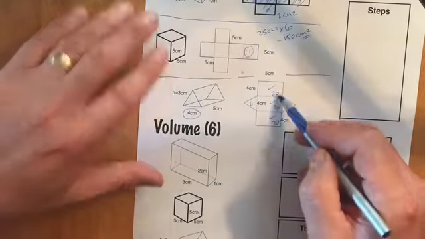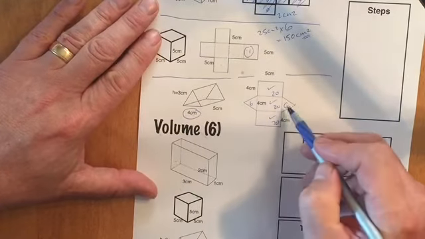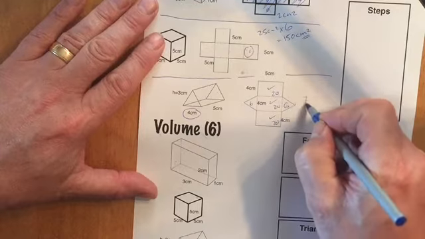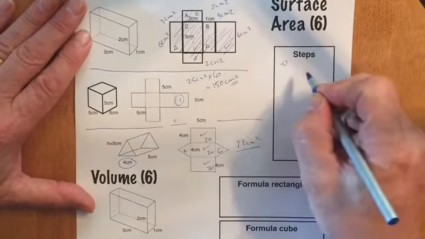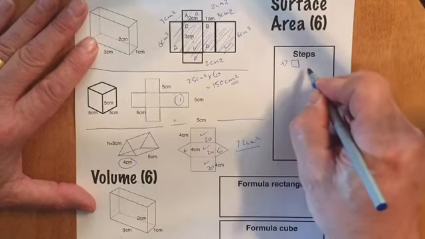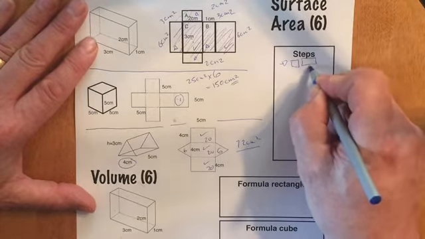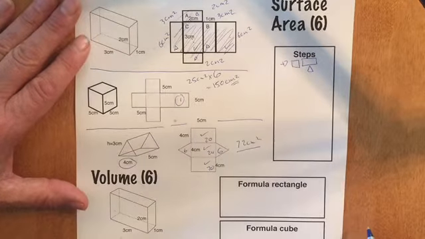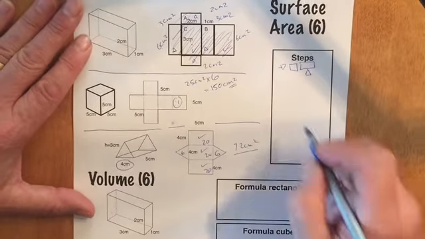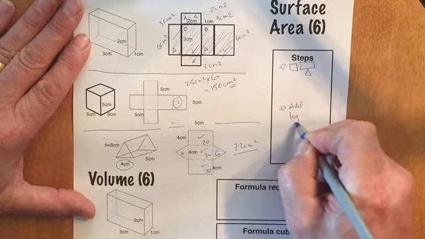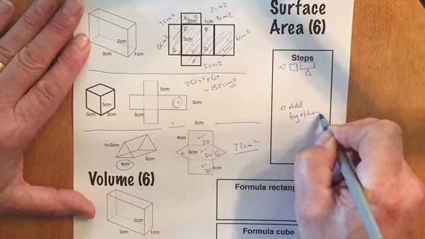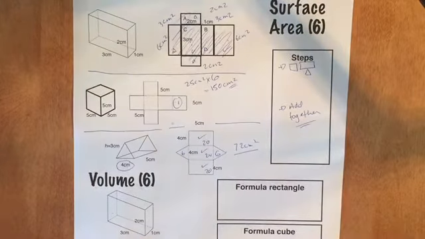So in this case, I've got 20, 20, 20, which is 60, plus 2 6s, which ends up being 72 centimeters squared. So the steps really are to calculate the area for all of the different shapes that are in the net, and then finally to add them all together. And that gives you the area, the surface area.